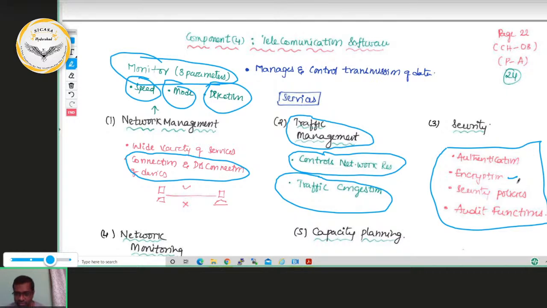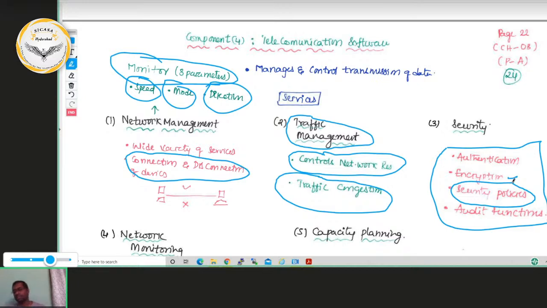Now security policies. What do you mean by security policies? Security policies are nothing but, like, implementation of antivirus software is a security policy. Implementation of a firewall is a security policy. That means throughout the organization, you need to implement these types of things.